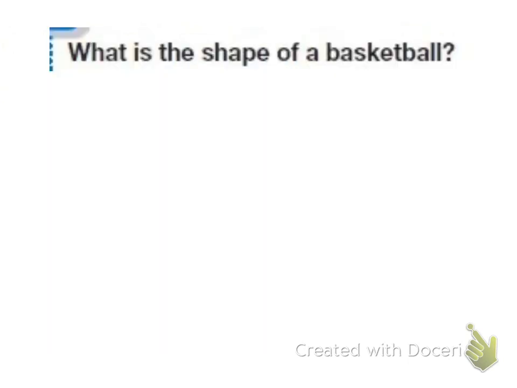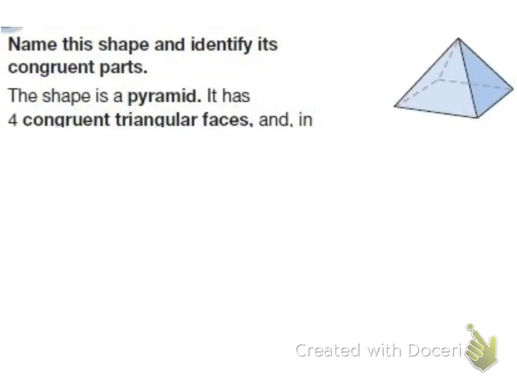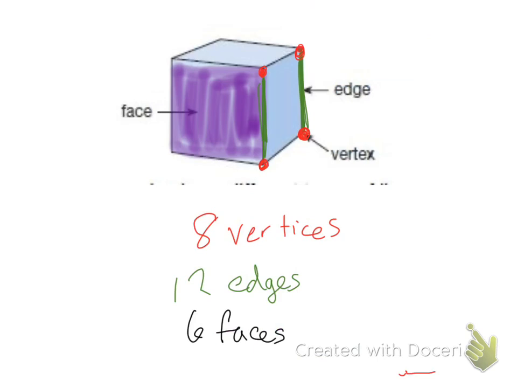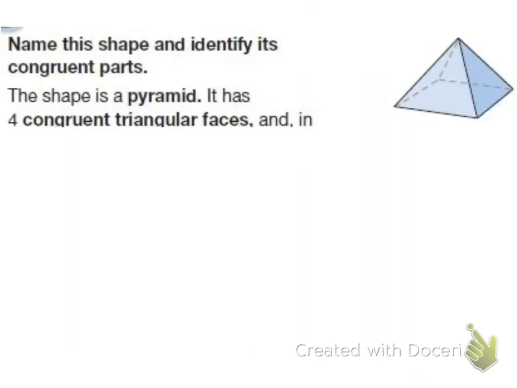Okay. All right, this next one says, what is the shape of a basketball? Well, a basketball is not a circle, because a circle is flat. So a basketball is what we call a sphere, because it's 3-dimensional. Okay. Right. It says, name this shape and identify its congruent parts. Okay, so if we look back at our list, that shape is called a pyramid. And you should recognize it because it looks like the pyramids you see in movies or if you go to Egypt. So, pyramids have 4 congruent triangular faces.